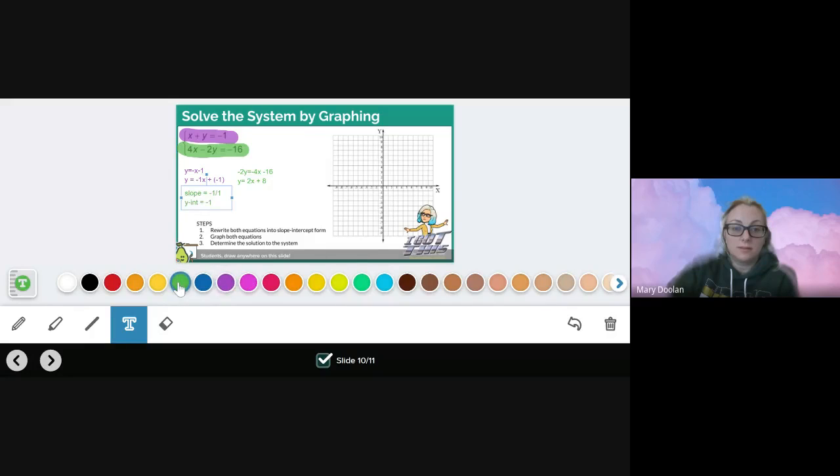And then for this one, our slope is positive 2, and I think of that as a fraction, 2 over 1. And our y-intercept is 8. Okay, so now I'm going to be able to graph these two lines, graph both equations, and then I'll be able to determine the solution.